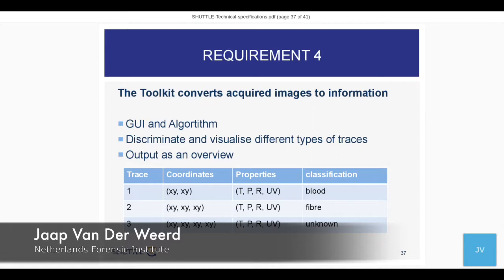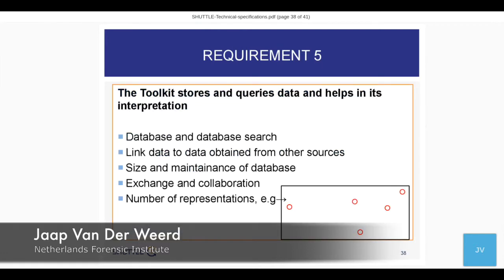Traces that are unknown, if the classifier says, well, I have no clue what this is, it should tell us that it has no clue what it is. Of course, the computer always has a best option, but if it's below a certain threshold, it should tell us, well, I have no clue. Look at it personally.